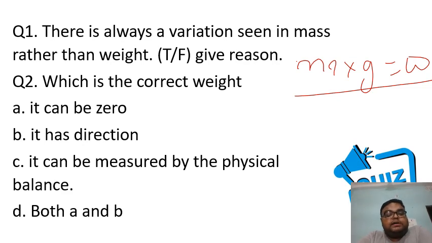Now there is another question. The question is, which is correct for the weight? First option is, it can be 0. Second, you need to see that weight has direction. Third, it can be measured by a physical balance. Or both A and B. Which of these statements is correct about weight? I'm giving you again 10 seconds to quickly think about it. Then I will ask the answer.